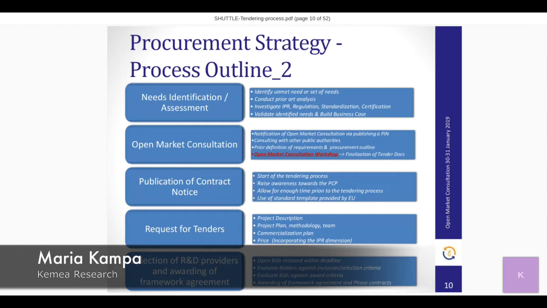and it will include the project description, a project plan, methodology, and team from the contractors, a commercialization plan, and a price incorporating the IPR dimension. And the final step is the selection of the R&D providers and awarding of the framework agreement. Open bids will be received within the deadline. In the evaluation of the tender, the bidders will be assessed against exclusion and selection criteria, and also against award criteria. And the final step here is the awarding of the framework agreement and the phase contracts to the selected contractors.